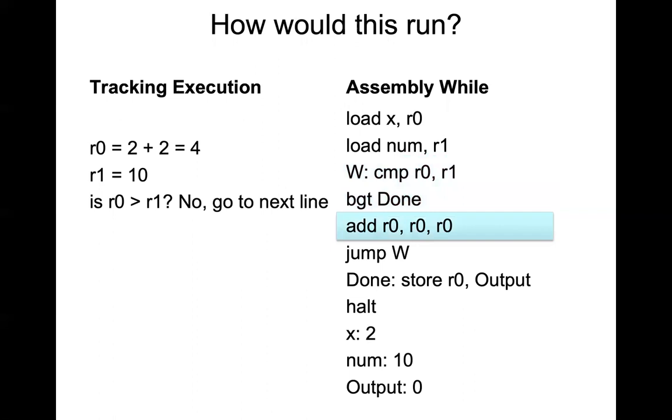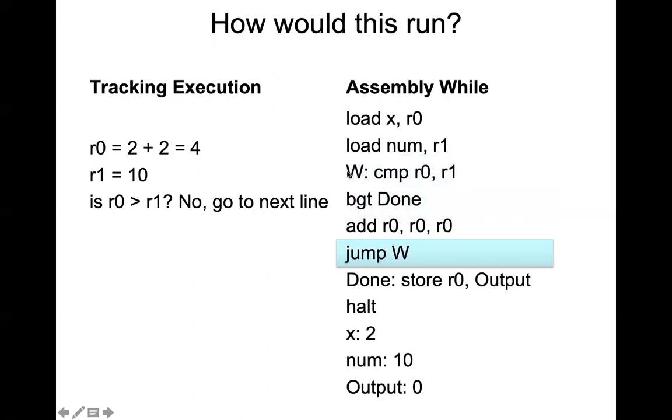So x is stored in R0. We add whatever's stored in R0 to itself and put the result of that in R0. So now x contains 4. So now 4 is in R0. Okay, so we're done with that instruction. And what do we do next? We jump to W. So we go to the next iteration of the while loop.